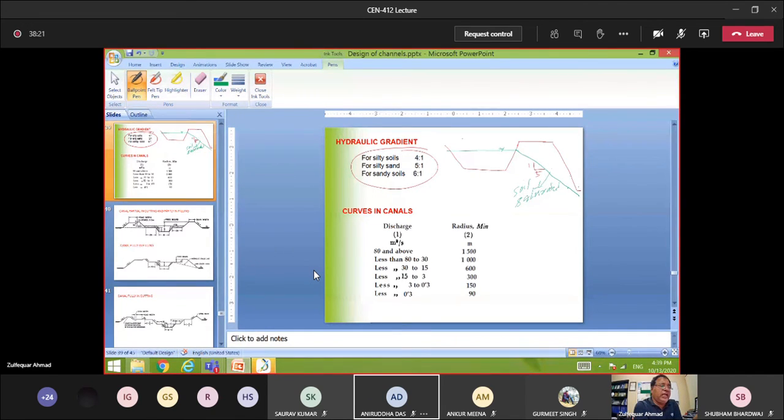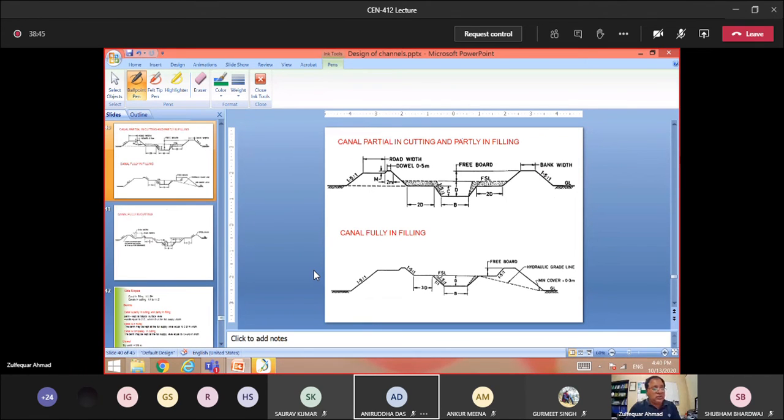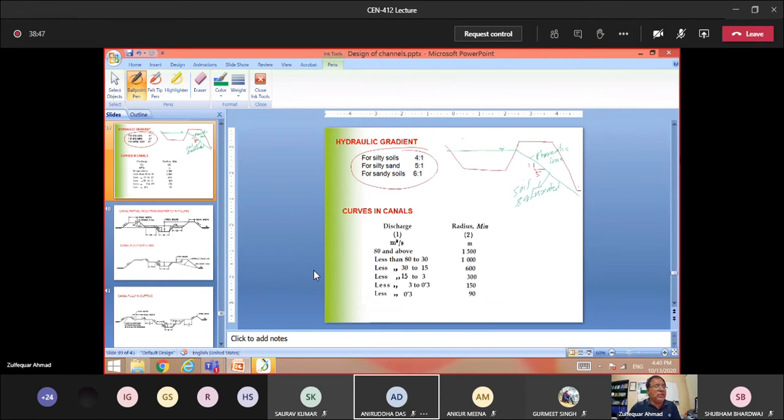So this phreatic line should be well below the bank line. Otherwise there will be saturation, and once there is saturation, then this bank slope may fail. In general, I think this is 0.3 meter. Yes, 0.3 meter is the minimum cover. I mean, the distance here is 0.3 meter, right?